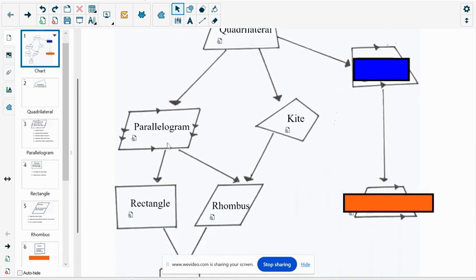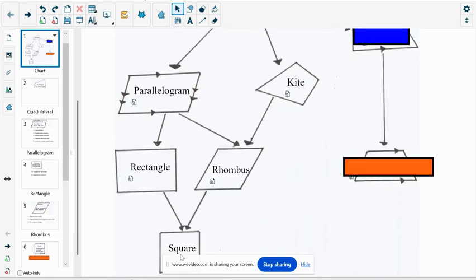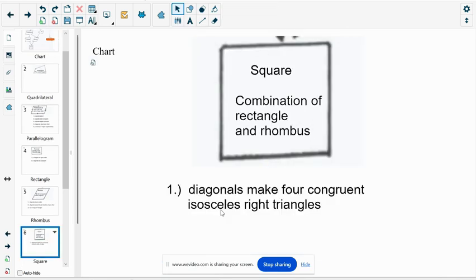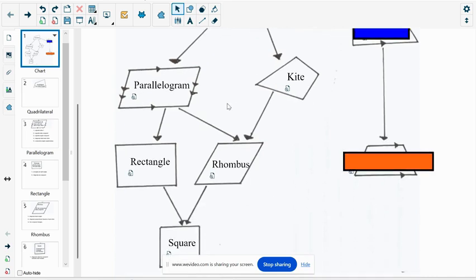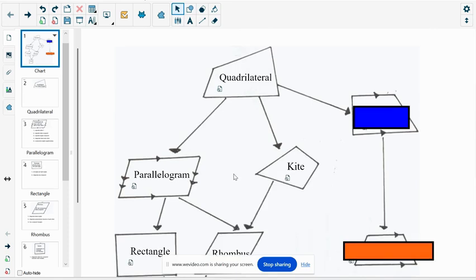It has all the 5 properties of a parallelogram, all the properties of the kite, all the properties of a rectangle, all the properties of a rhombus, and then it has its own, which is diagonals make 4 congruent isosceles right triangles. So not only does it have the 4 congruent triangles like a rhombus does, but it has even more specific isosceles and right triangles. Okay, so this whole left side, they're kind of all connected. They're kind of a family of quadrilaterals, if you will.